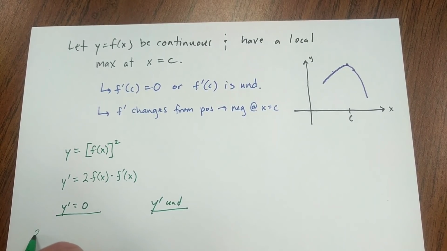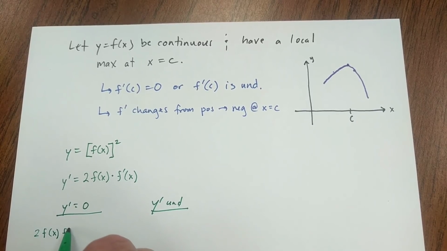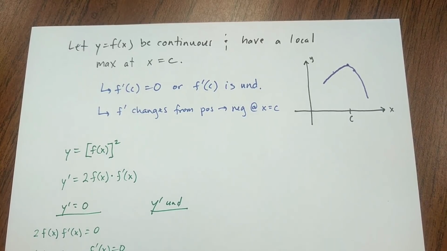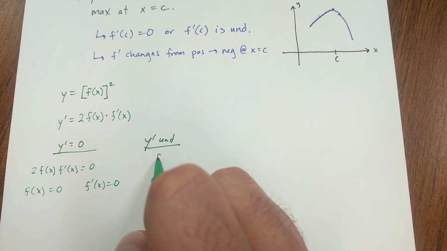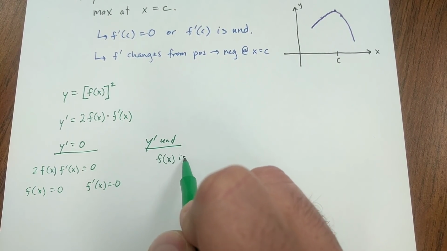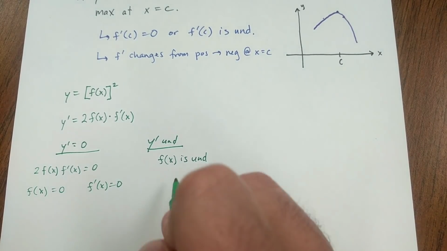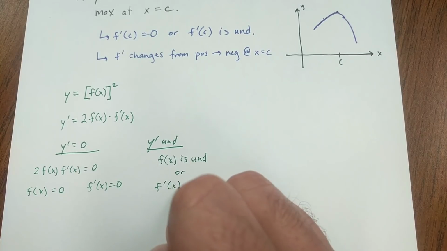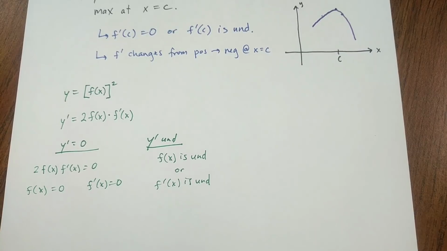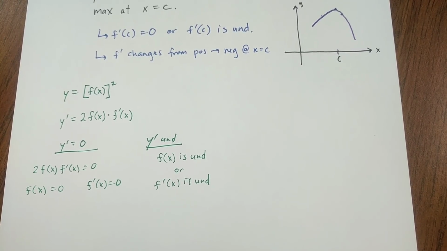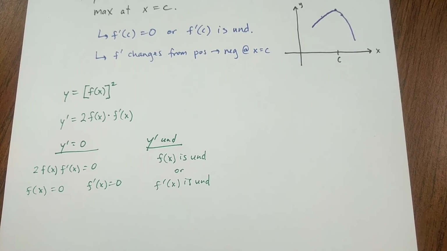So here we're going to figure out when 2 f of x f prime of x equals 0. Well, that's either where f of x equals 0, or where f prime of x equals 0. And then we could do the same thing over here: we would want to know when f of x is undefined, or f prime of x is undefined. Those would be the two places we would look. 2 is not undefined, so we wouldn't look there.